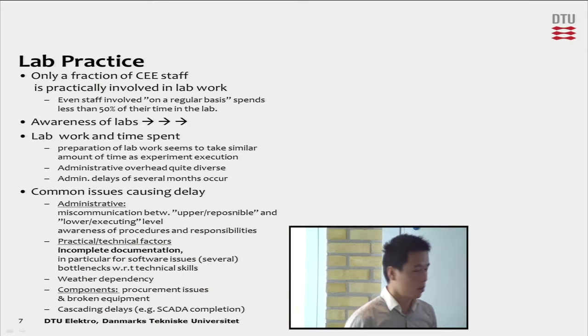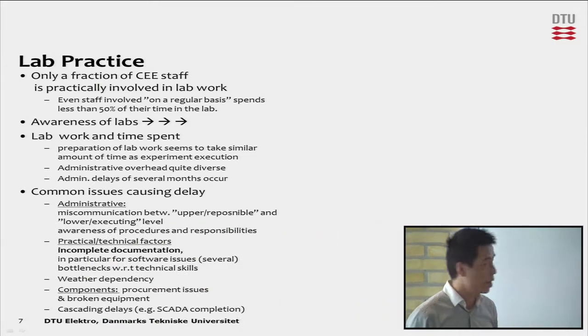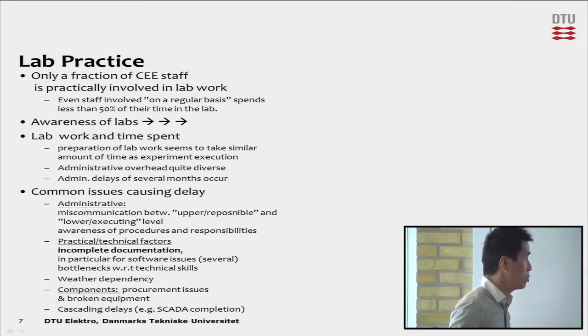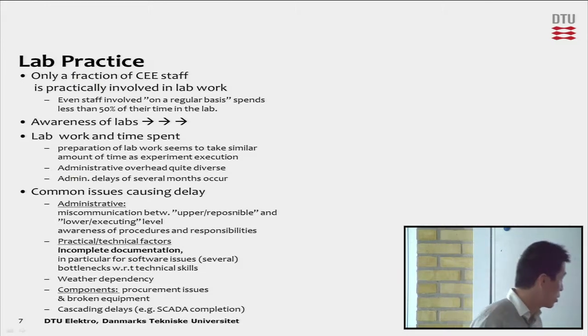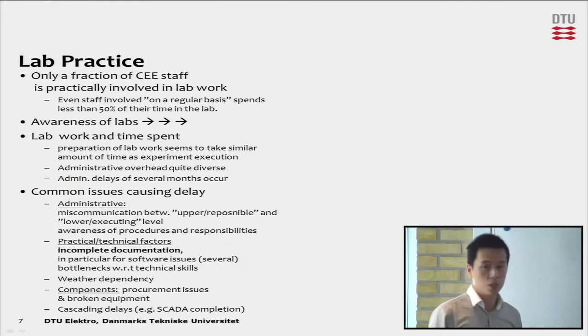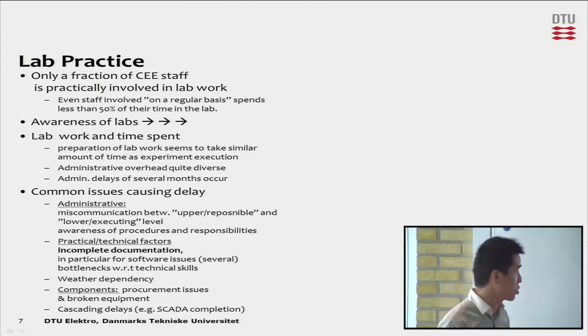We also summarized from the survey that there are several factors that could cause experimental delay. First is the administrative issue. That's basically miscommunication between the upper level, who is responsible for the lab, and the people who are really using the lab. Regarding this, we also have some practical issues and technical factors causing delay. First is incomplete documentation, a big problem mentioned several times by the users.